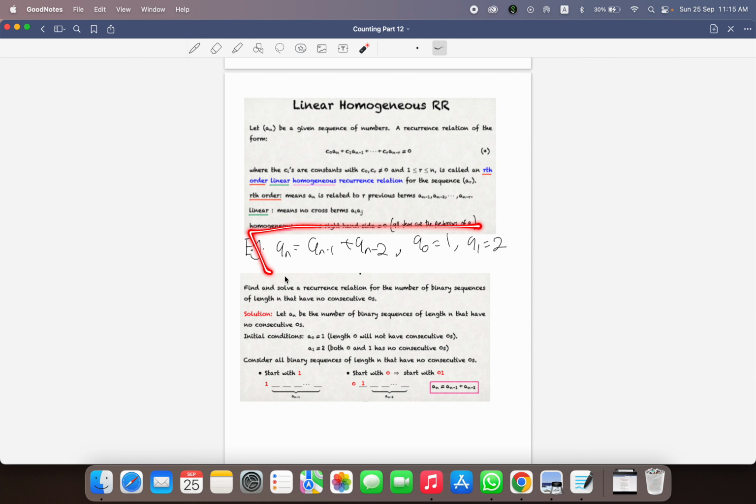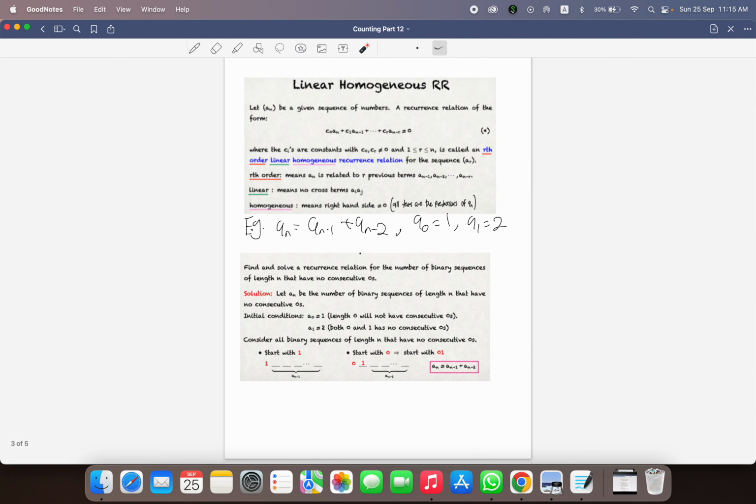This actually models the following example below, which is the number of binary sequences such that there's no consecutive 0. For length 0, there's obviously no consecutive 0, so it's a vacuously true statement, so it's one way. If you have a length 1 sequence, then there's two ways to get no consecutive 0, which is either you put 0 or 1.